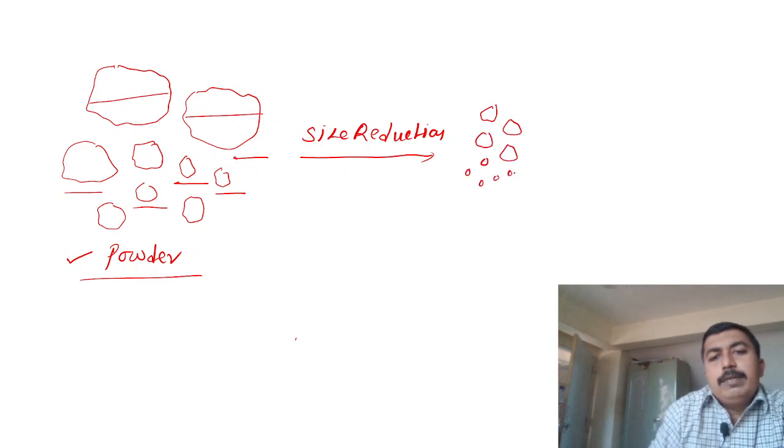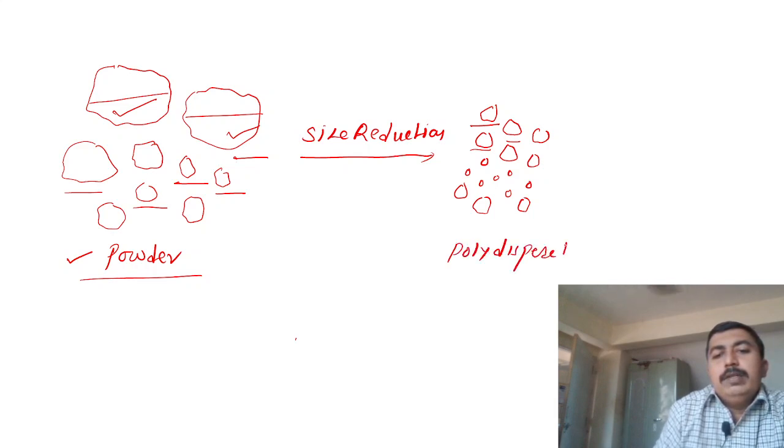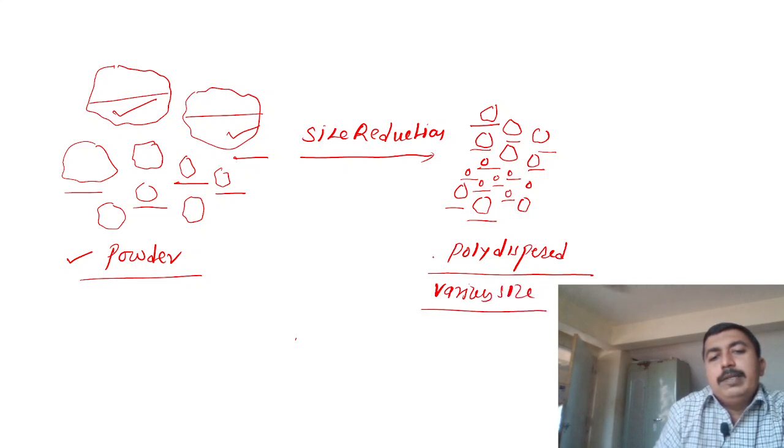So in size reduction we break the powder particles to get fine powder particles like this. Again you can see in the diagram, with the help of size reduction we have converted coarse powder particles into small size powder particles. But still, this powder sample is polydisperse, because as you can see, it consists of a mixture of powder particles whose size is not the same. It is available in various size ranges. So again, this is a polydisperse powder sample.